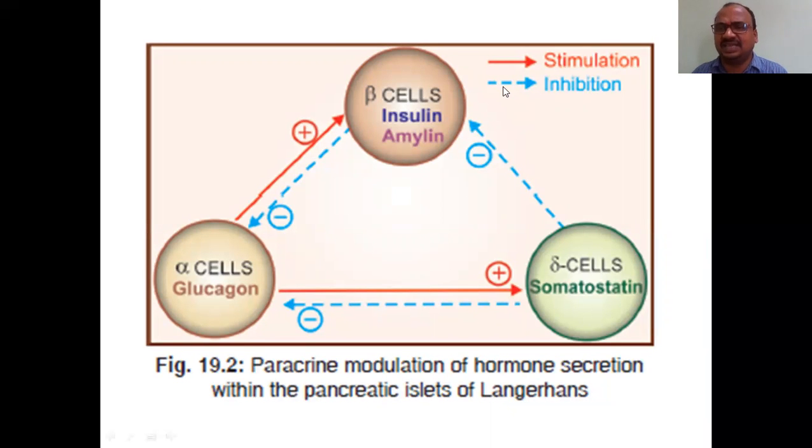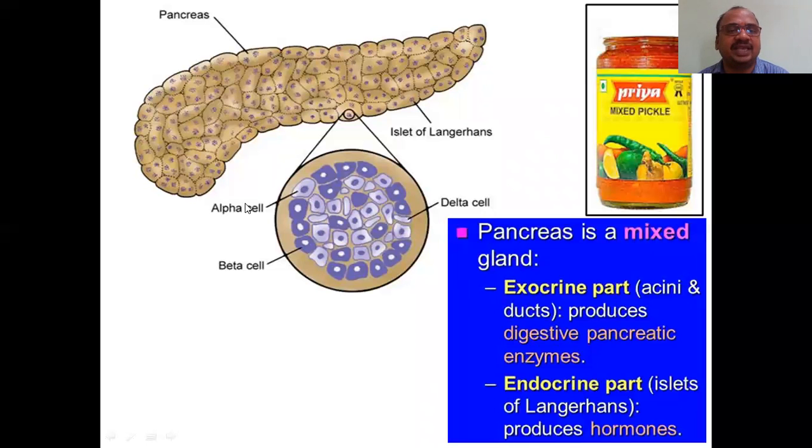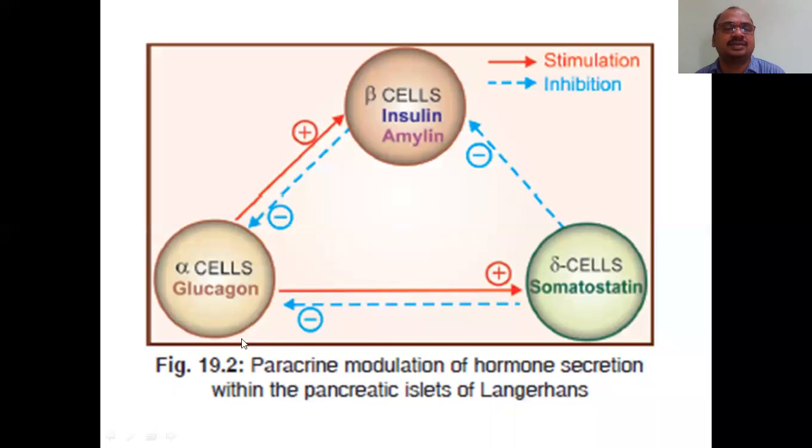Here you can see the same diagram I got from the K.D. Tripathi pharmacology book. See here, beta cells, alpha cells and delta cells. What we saw earlier, the same cells: alpha, beta, delta. Now you see, the delta cells secrete somatostatin. All these are hormones only. Islets of Langerhans. See here the diagram: pancreatic modulation of hormone secretion within the pancreatic islets of Langerhans. See here, these are the delta cells. See the shape? It looks like a very easy trick to remember. Somatostatin.